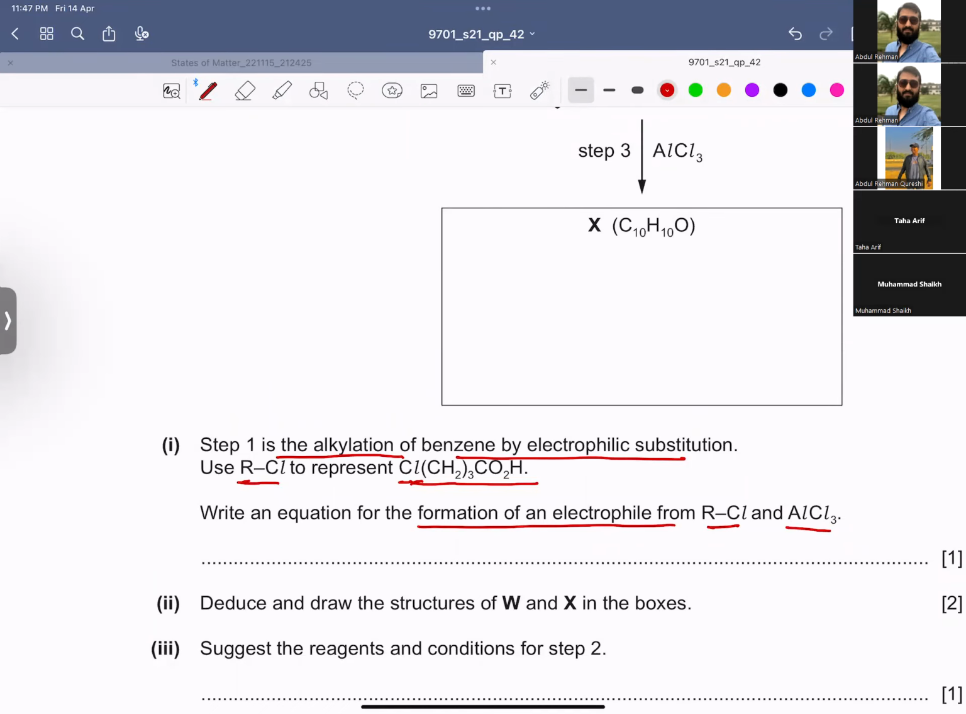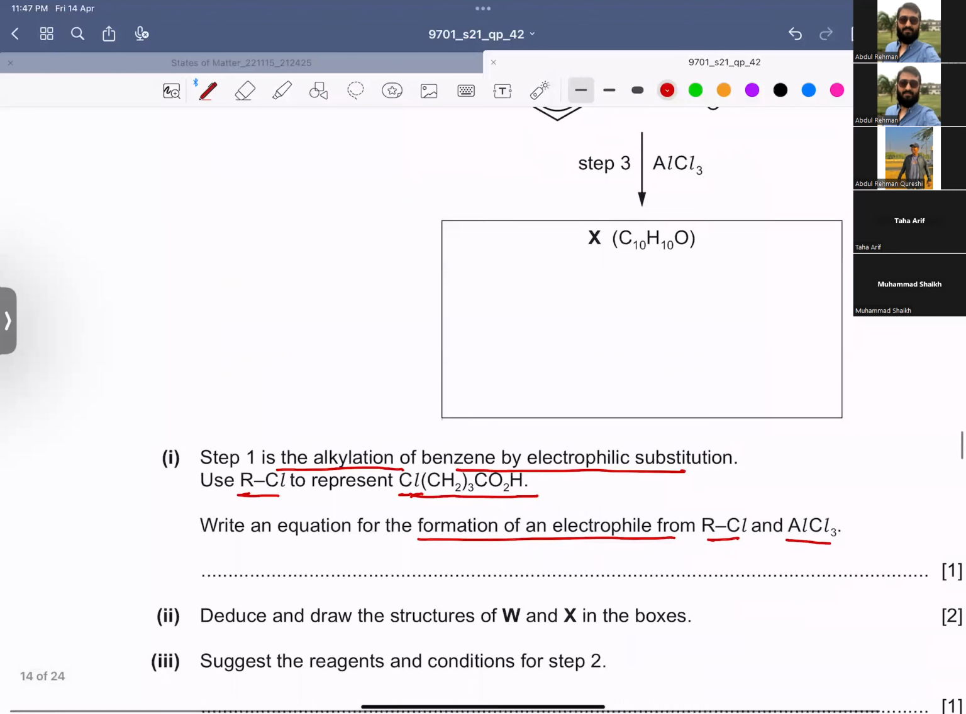So if you recall the formation of electrophile, it would always be RCl when it reacts with AlCl3, that a chloride ion is removed from here and it would bond with AlCl3 to give you AlCl4 negative and an electrophile R with a positive charge. Is this clear?